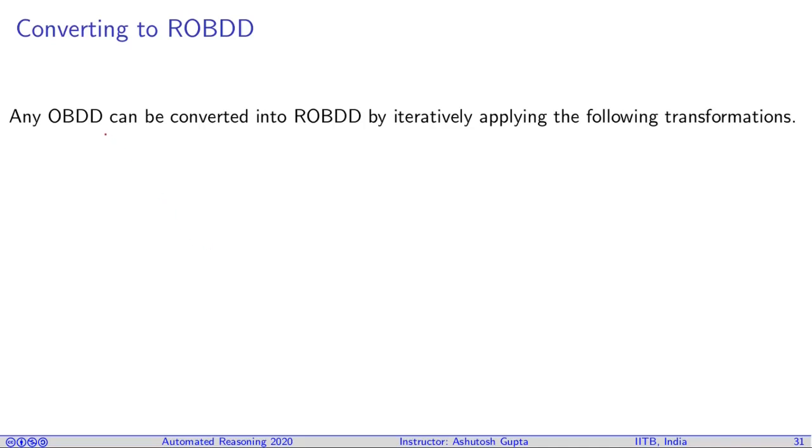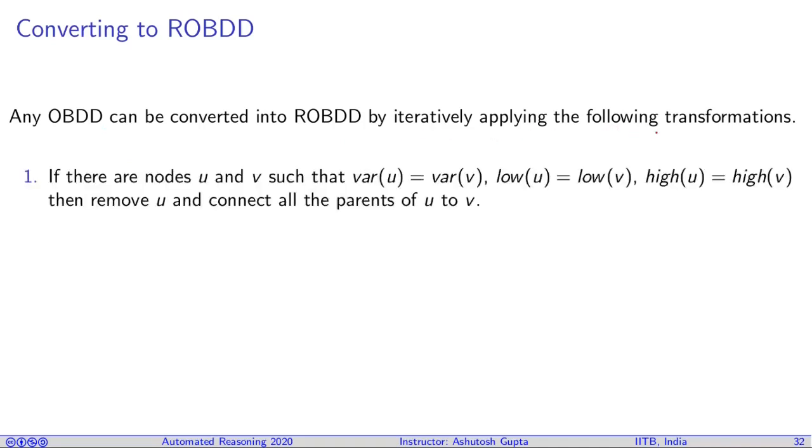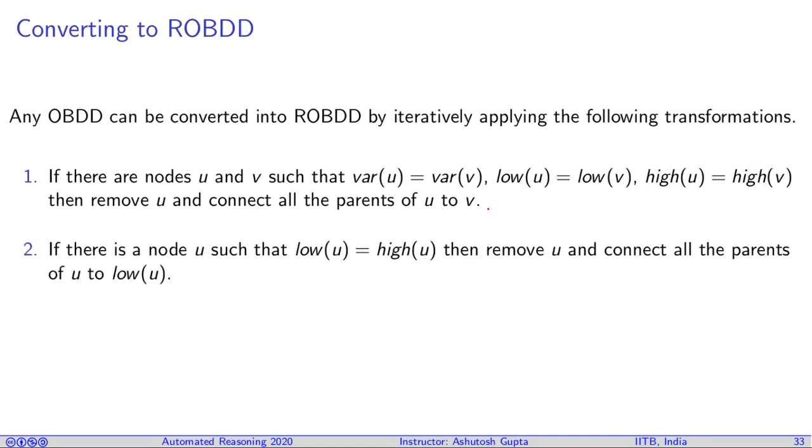So any OBDD can be converted into ROBDD by iteratively applying the following transformation. If there are nodes u and v such that the variable label on them is the same, their low children are the same, and their high children are the same, then you remove one of the nodes and connect all the parents of the removed node to the other node. In this process, what may happen is, by moving the parent and child relations, for some nodes you will end up having the situation that their low child and high child are the same. Then you remove this node and connect all the parents of that particular node to its children.